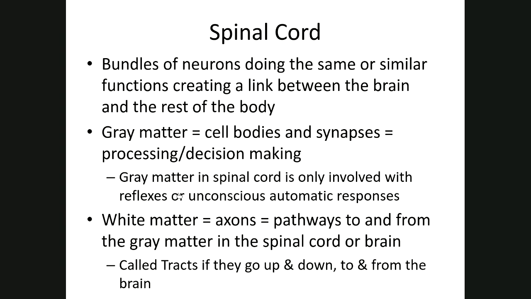Its own function comes from its gray matter. Anytime we're in the central nervous system, I'm going to keep talking about gray matter versus white matter, and I'm going to keep hammering this for most of the structures that we talk about. Don't forget, gray matter is the cell bodies and synapses, and this is where the true thinking, processing, and decision making comes from. I want you to realize that the gray matter in the spinal cord doesn't do voluntary thought, it does involuntary, unconscious, automatic responses.